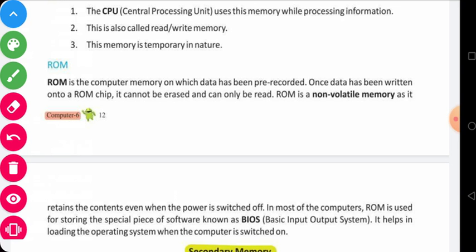BIOS means basic input output system. That means in BIOS a set of instructions is already preloaded. When we start any computer system, these instructions first check the various parts of the hardware in the computer, whether they are working properly or not. After receiving the feedback from the computer processor, your computer is going to start. It helps in loading the operating system when the computer is switched on. That is the working principle of ROM.